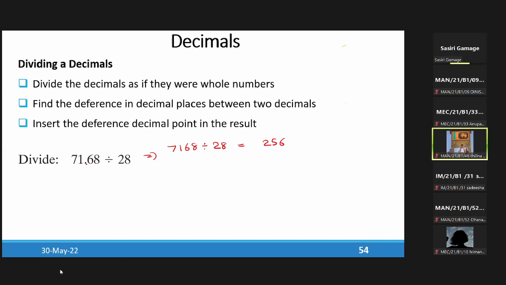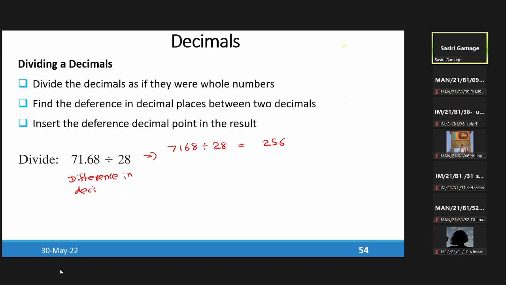Here how many decimal places? 2. Then 2 minus 0, 2. Here the difference in decimal places is 2. Okay, then we have to keep those two decimal places in the answer.